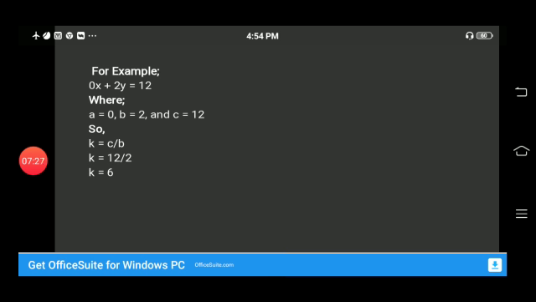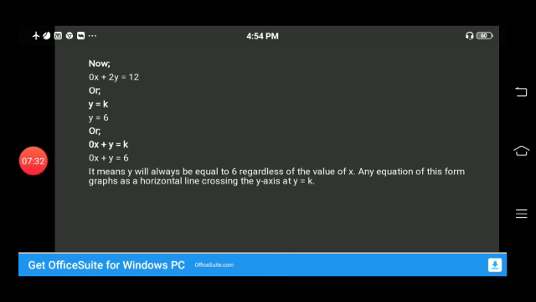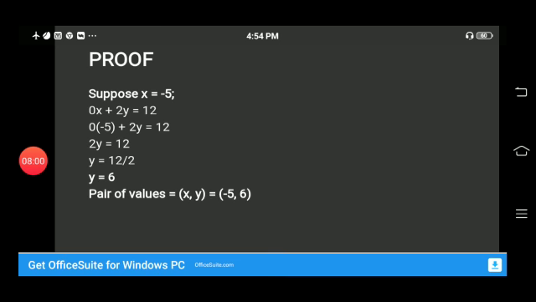Now k would be 6, either on the x-axis or y-axis. So we will determine it by putting in the equation. There 0x plus 2y is equal to 12. Here x is equal to 0. So y would be 6. So it means y will always be equal to 6 regardless of the values of x. Any equation of this form is graphed as a horizontal line crossing the y-axis at y is equal to k.